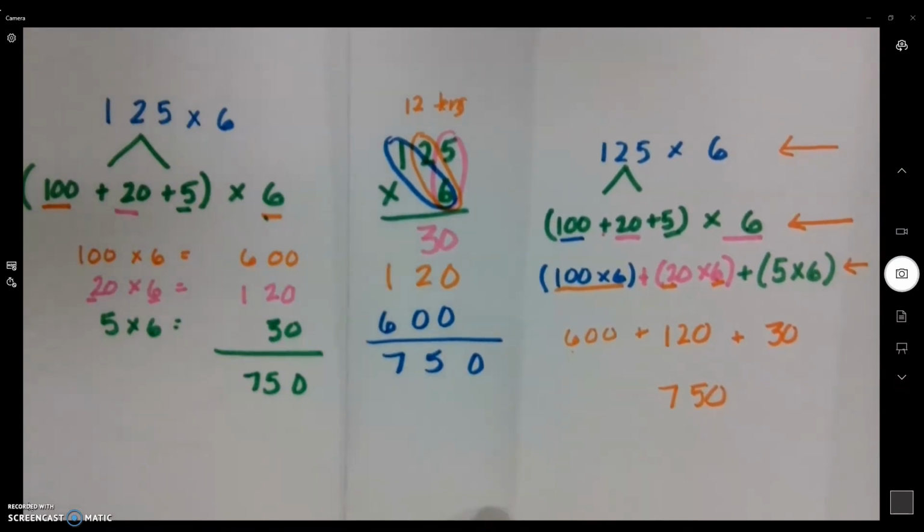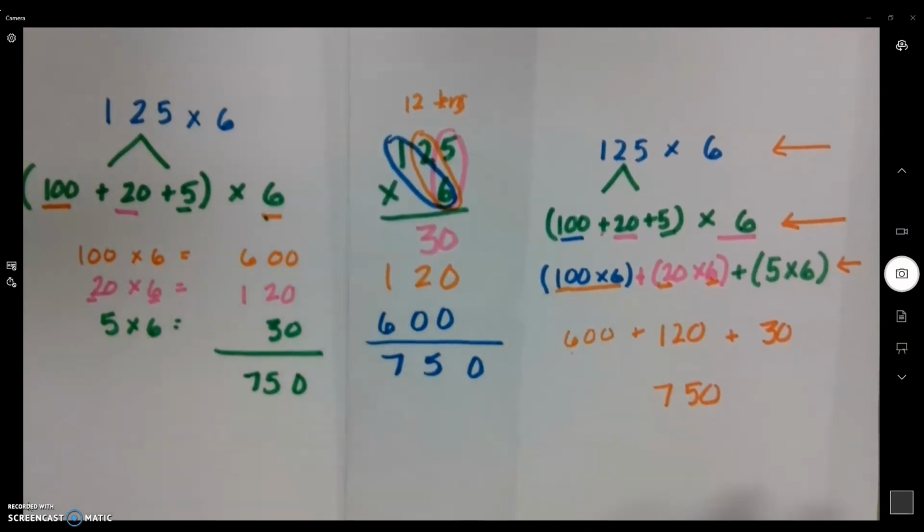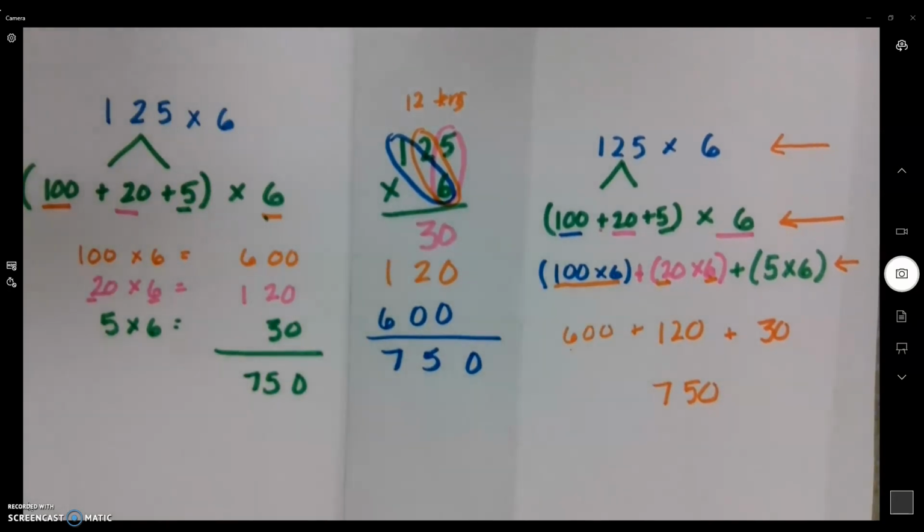So right now, keep this here. Copy these in your notes if you need to, but I want you to be comfortable with all 3 methods before we learn method number 4.